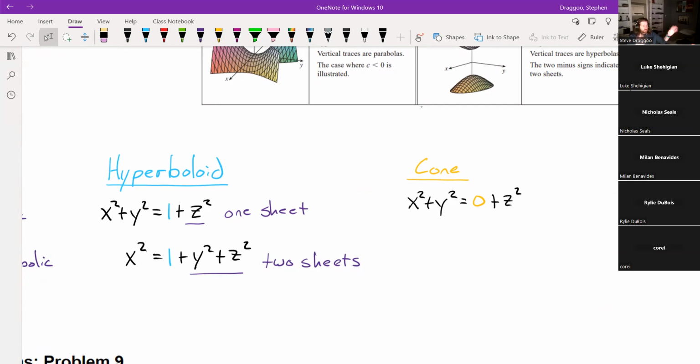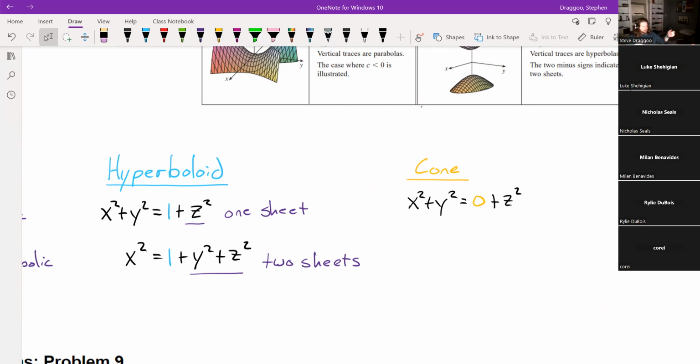Another way to classify those hyperboloids between one or two sheets. If you just group up all of your terms in a hyperboloid so that every term is positive, then just look on the side of the equation that has the constant term. If there's one variable with the constant term, that's one sheet. And if there's two variables with the constant term, that's two sheets.